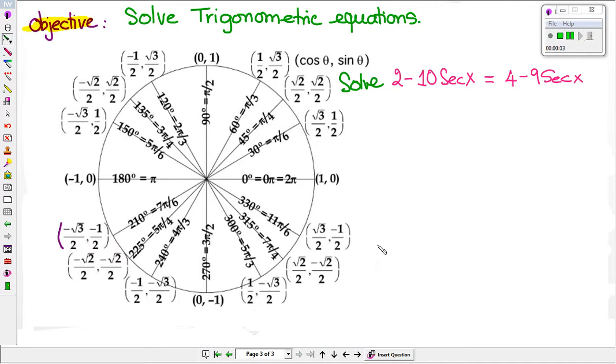Hello my pre-calculus student. In this video we are going to solve trigonometric equations. Let's begin with this equation: 2 minus 10 secant of x equals 4 minus 9 secant of x.